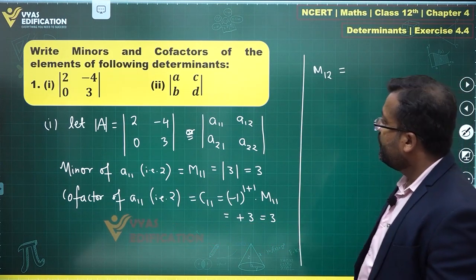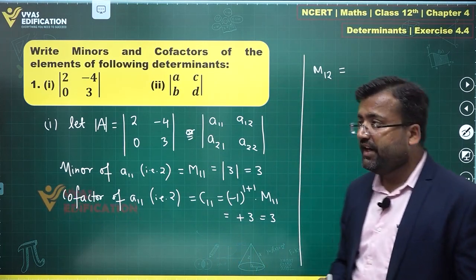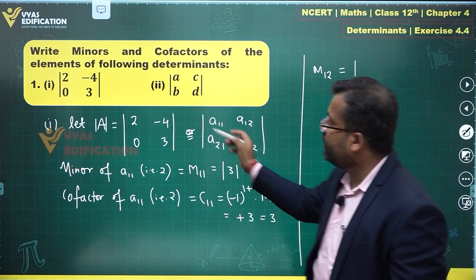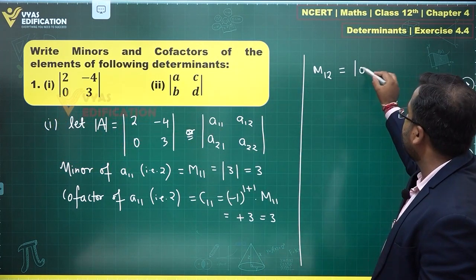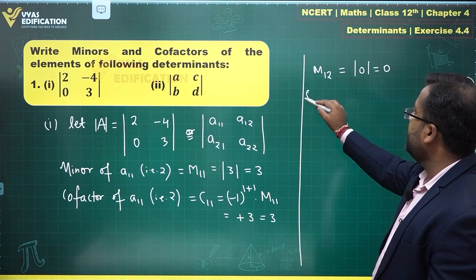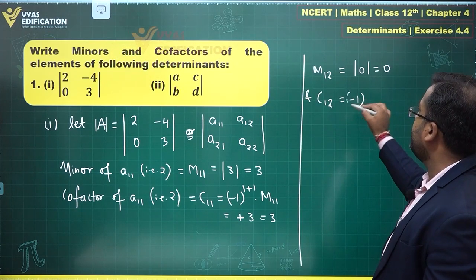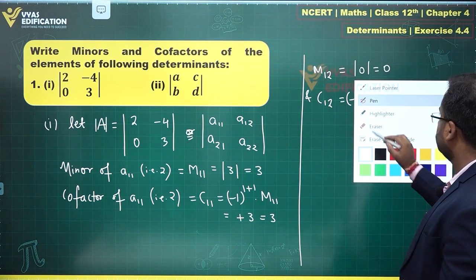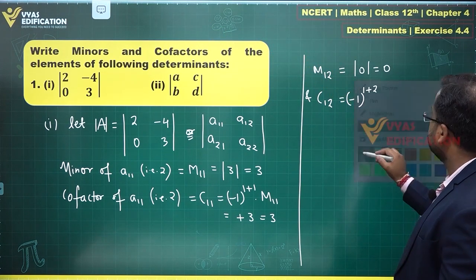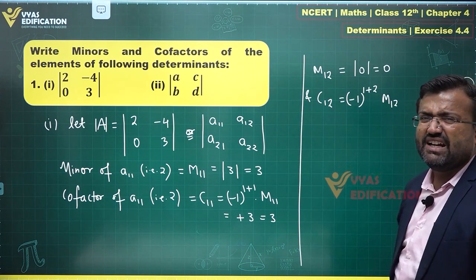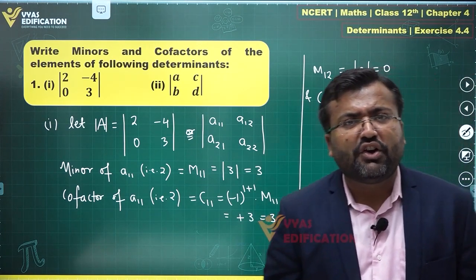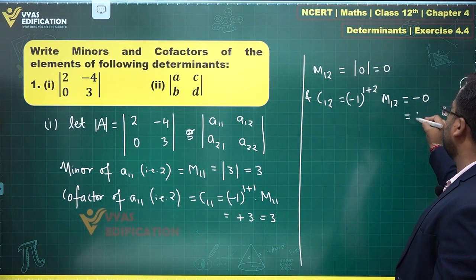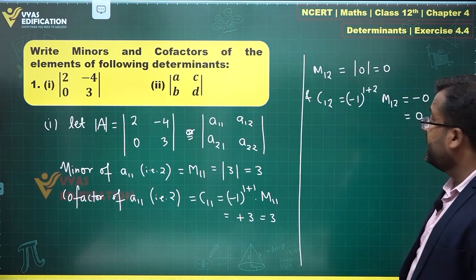Let's suppose we want to find M12. For M12, this is the element that we are interested in, right? -4. So this will be equal to determinant of, remove the row and column containing -4. What you get is determinant of 0, which is simply 0. And C12 will be -1 power 1 plus 2 times M12. What is that? -1 power 1 plus 2 is -1 power 3, which is odd power of -1. This will be -0, which is simply 0. Doesn't make any difference, right?